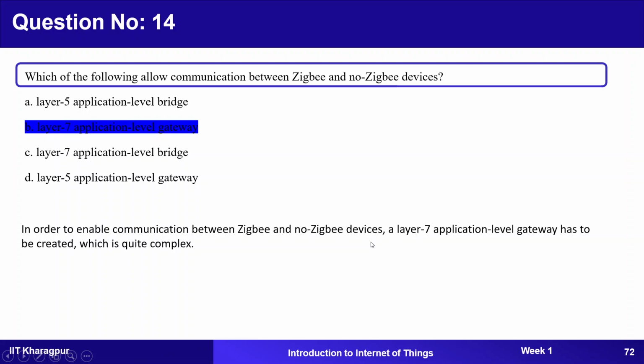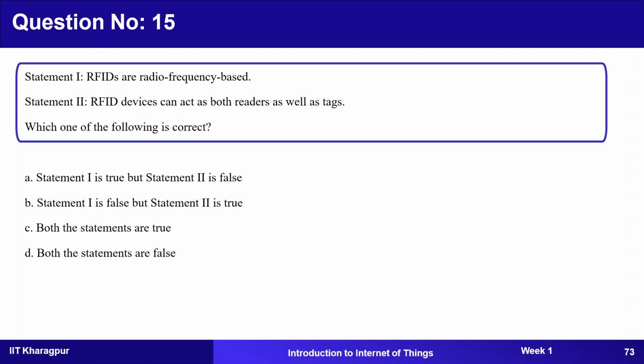Now question number 15. The first statement is RFIDs are radio frequency based. The second statement is RFID devices can act as both reader as well as tags. Which of the following statements is correct? First option: statement 1 is true but statement 2 is false. Second option: statement 1 is false but statement 2 is true. Third: both statements are true. Fourth: both statements are false. Anyone?